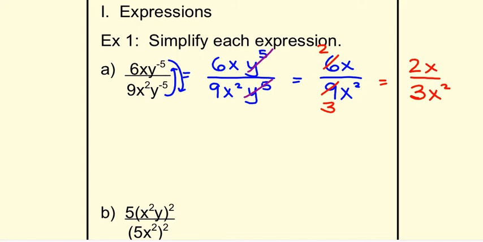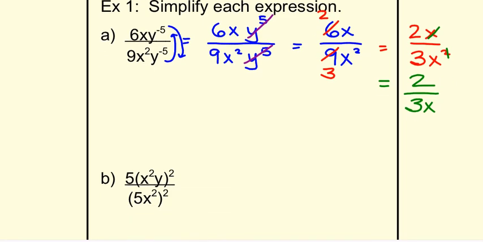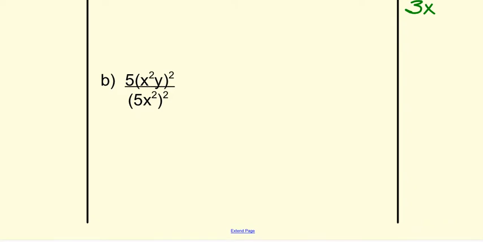Now notice I have an x in the numerator and I have an x squared in the denominator. You can reduce the numerator and the denominator by an x. So that x is now gone, and this x is raised to the first power. So our final answer is 2 over 3x. All right, next one.